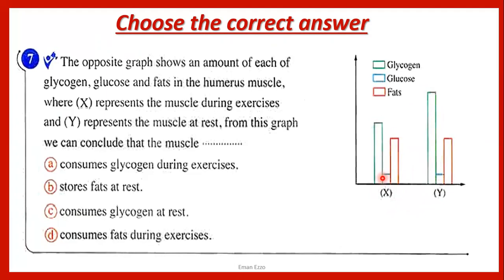What does this mean? We conclude that glycogen was stored at rest and consumed, meaning used, during exercise. So what do we choose? Consuming glycogen during exercise, because during exercise the amount of glycogen decreased. So we choose number A. Consumes means used.